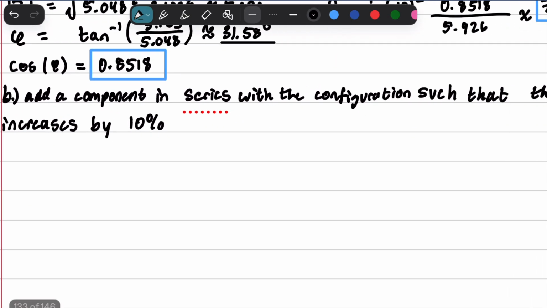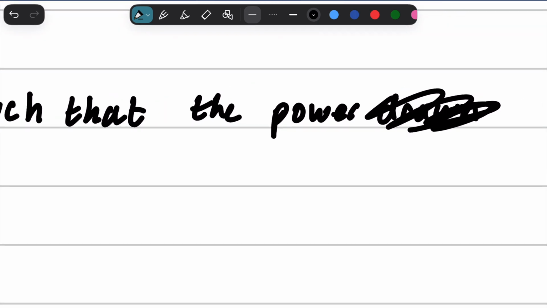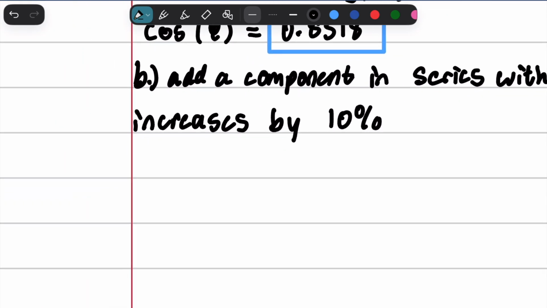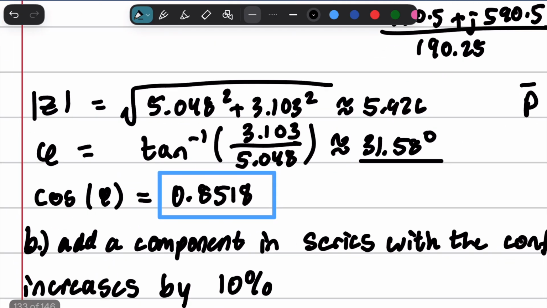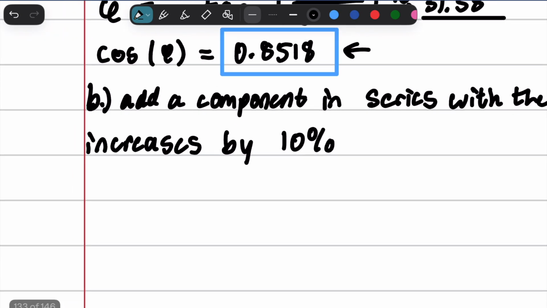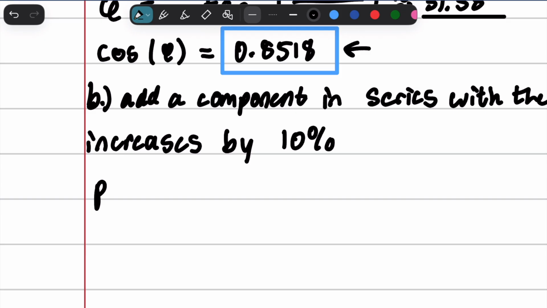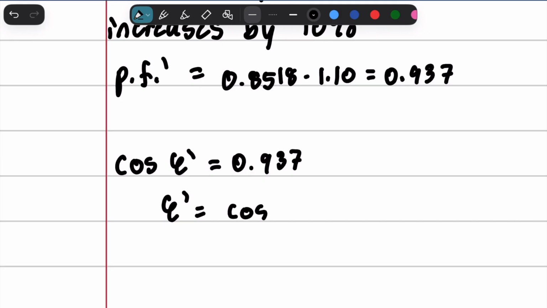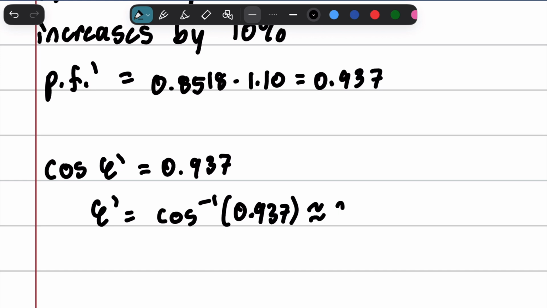So B says add a component in series with the configuration such that the power, this is actually supposed to be the power factor, that's misleading, the power factor increases by 10%. So if the power factor increases by 10%, then that means that this value right here will get increased by 1.1, or 10%. So our new power factor is going to equal 0.8518 times 1.10, and that's equal to 0.937. Now we have the opportunity to find the new phi, because that's just equal to 0.937. And so our new phi is going to equal the arc cosine of 0.937, and that is about 20.43 degrees.